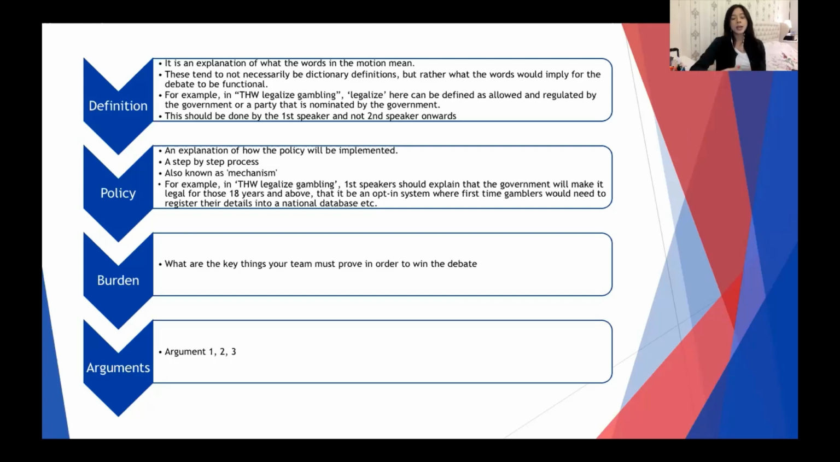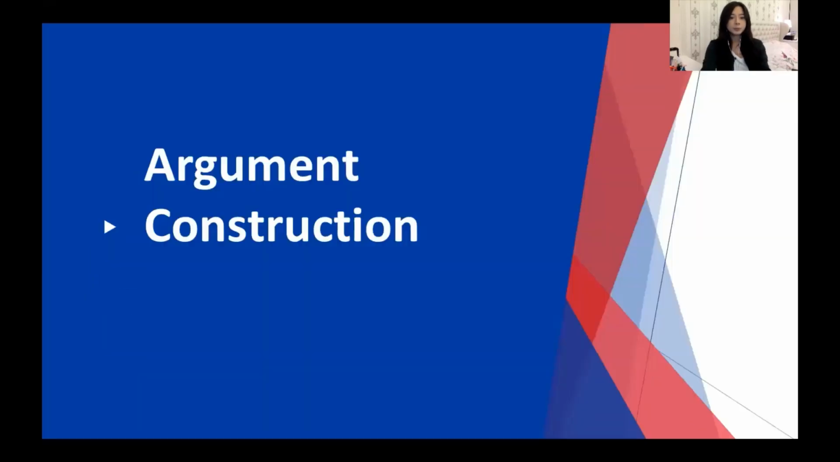So tell the judges, in my speech, I'll be presenting 3 arguments, which is argument A, argument B, and argument C, so that it's easier for judges to jot down what are the claims that you are going to make, so that as you are going through those arguments, they don't get lost as to whether or not you are talking about argument 1, 2, or 3. Yeah. So that's the general skeleton of a first speaker speech.